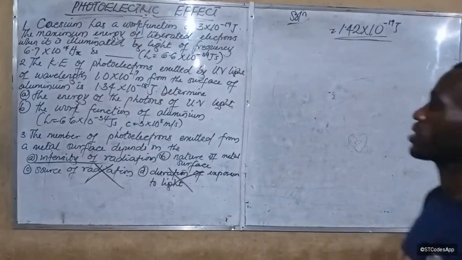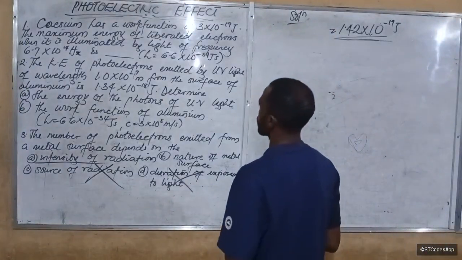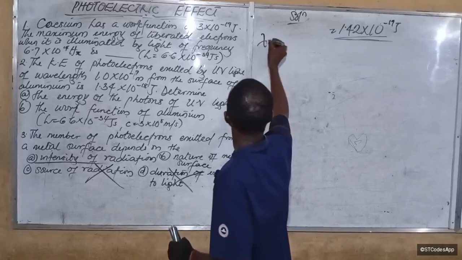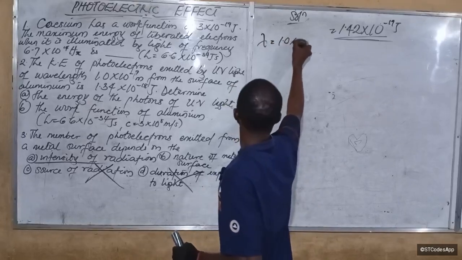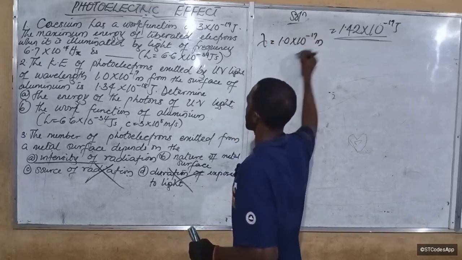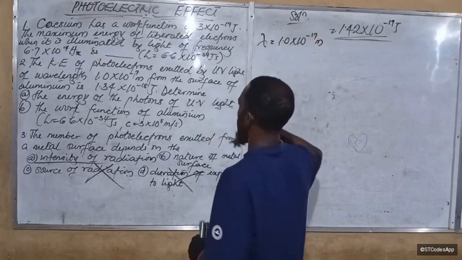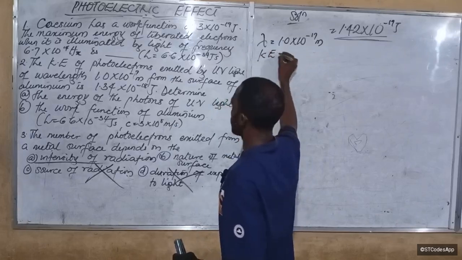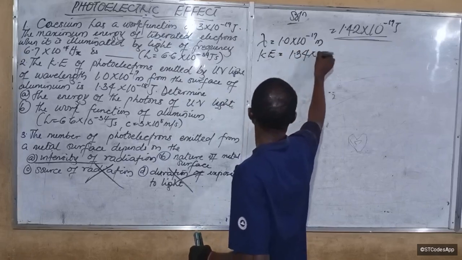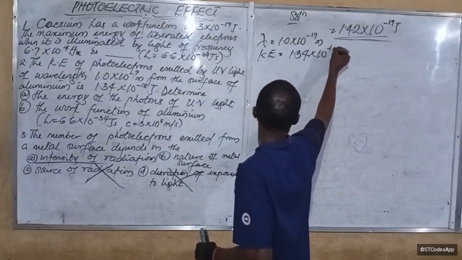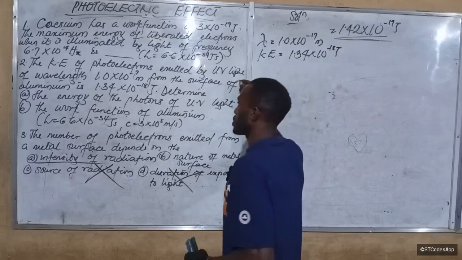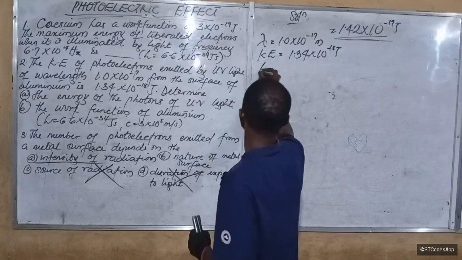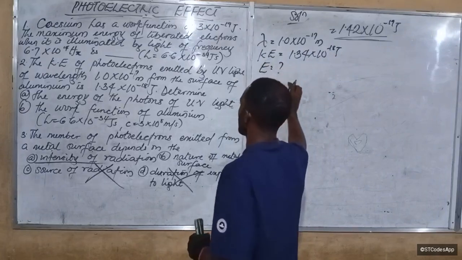So the question says that the kinetic energy of photoelectrons emitted by UV light of wavelength 1.0 times 10 to the power minus 17 meters from the surface of aluminum is 1.34 times 10 to the power minus 18 joules. Determine the energy of the photons of the UV light.